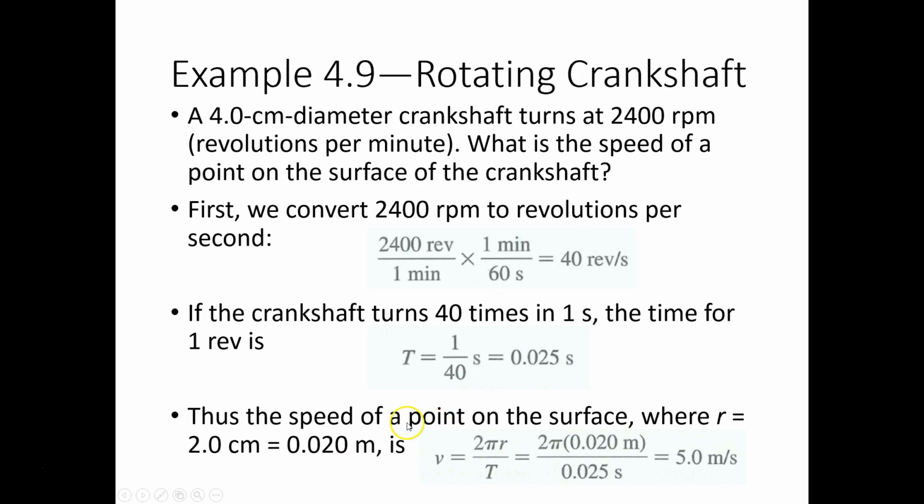And the speed of a point on the surface where the radius is 2 centimeters, which is really 0.02 meters, is now just the velocity, which is equal to 2 pi r over the period. And so here we have 2 pi times our radius, which was 0.02, divided by 0.025 seconds. And so that gives us 5 meters per second. And that is the answer that we have. Obviously, this speed is the tangential speed.